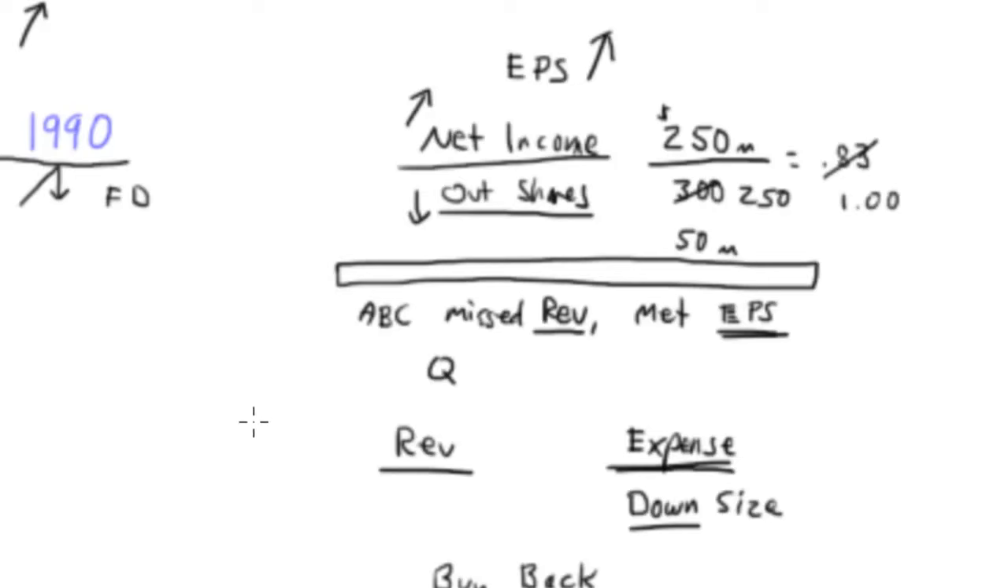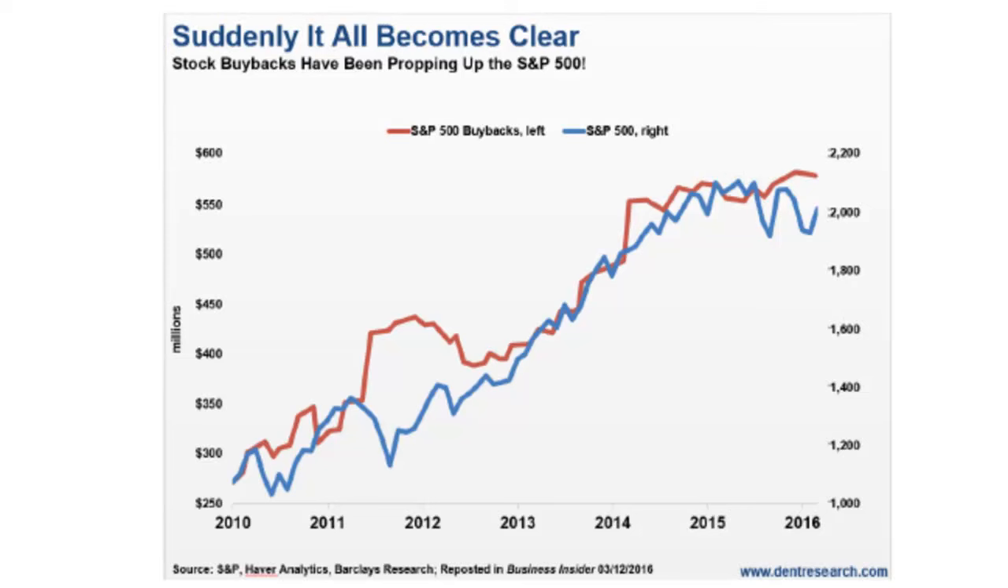Let's take a look at this chart. So the red line are S&P 500 buybacks, and the blue line is the S&P 500, the actual index, the market return. So you can see red line is driving blue line. Over the past 2 years, $500 billion of stock in the S&P 500 companies has been purchased back for a total of $2.1 trillion since 2010.